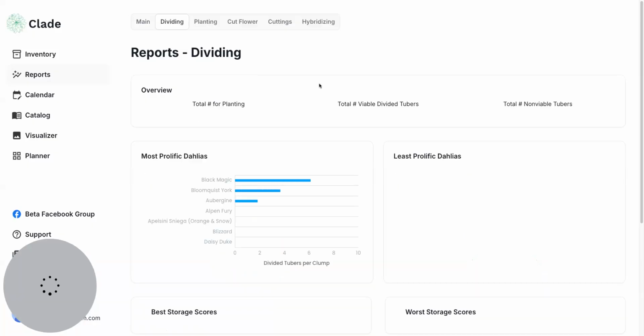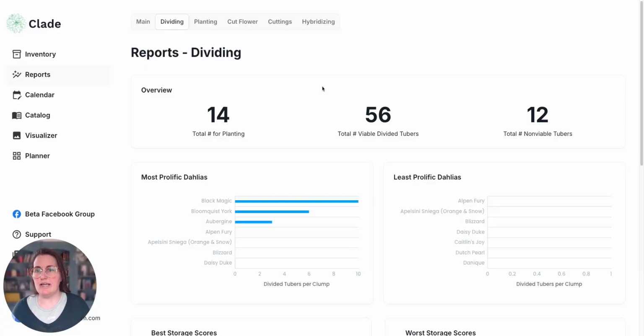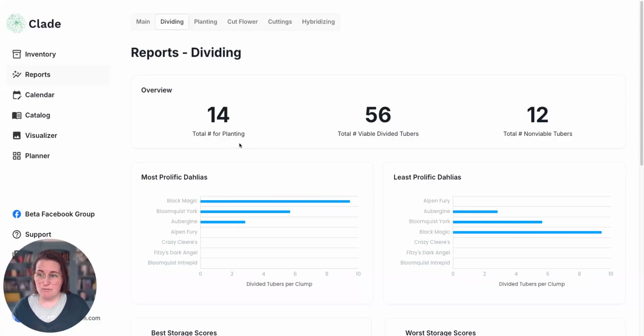Then if you track your dividing efforts in Clade, you'll see how many tubers are ready for planting, which is a different field, and how many tubers have been divided and are viable. So you can see I have more tubers that I have divided than I am ready to plant, which means I have a surplus I can sell. You can also see how many were non-viable, maybe coming out of storage, for example. And then it'll do the math to say how many tubers per clump are you getting on your best varieties versus your worst varieties. I haven't divided yet. I divide in the spring, so there's not a lot of data here.